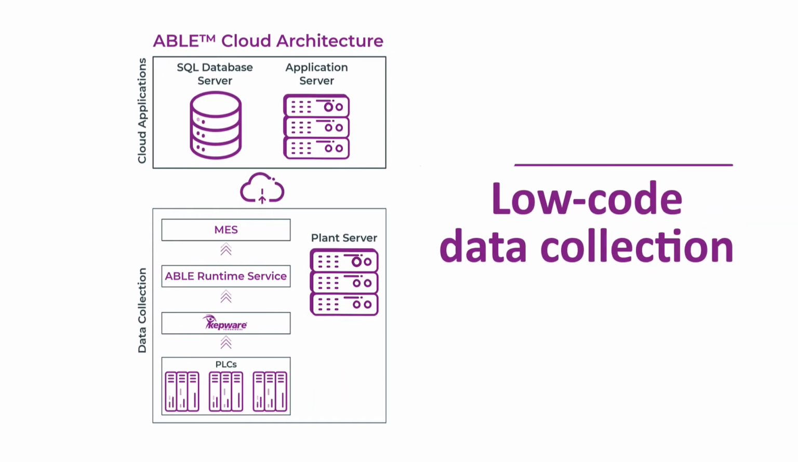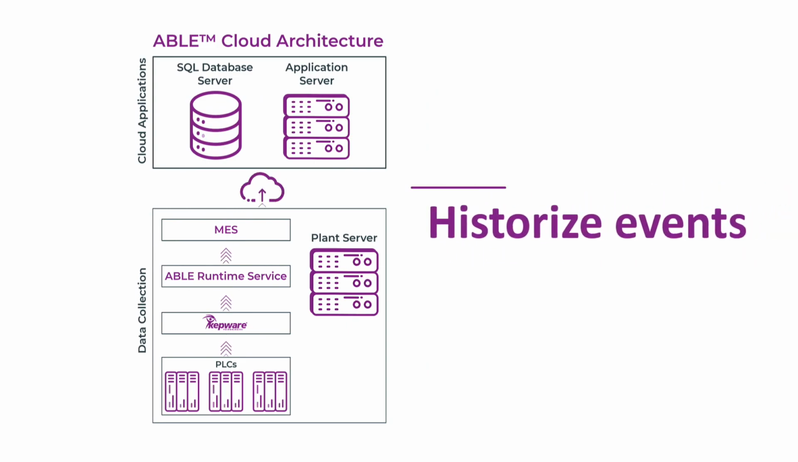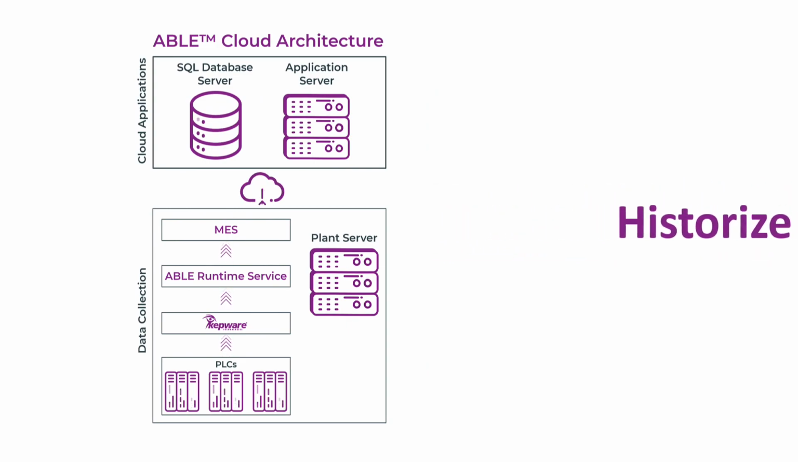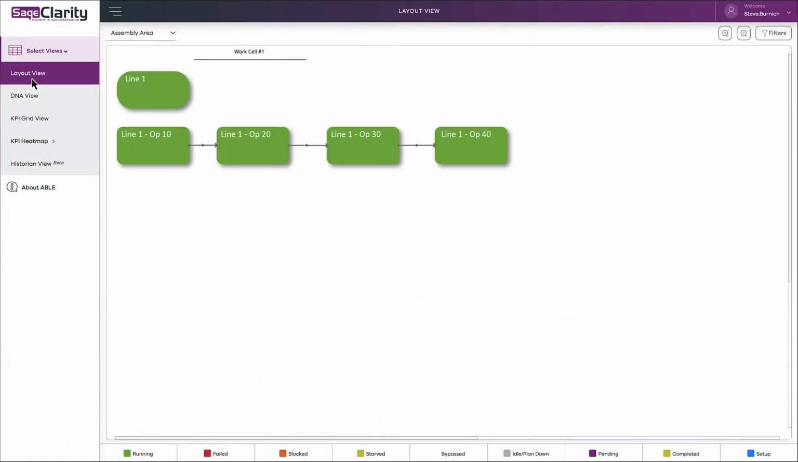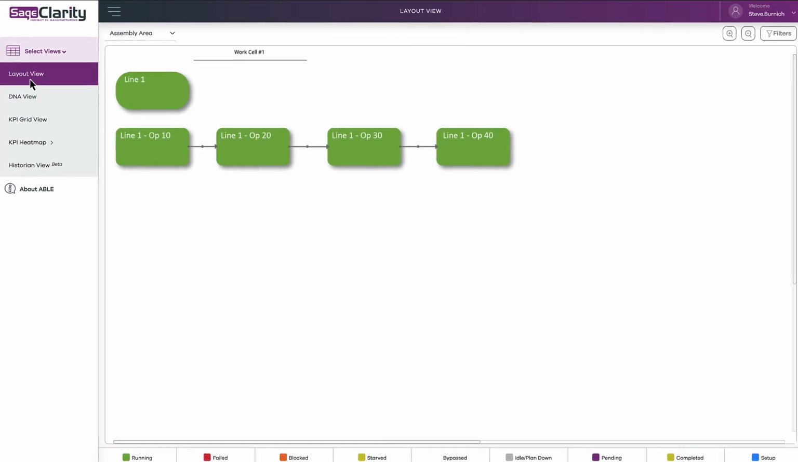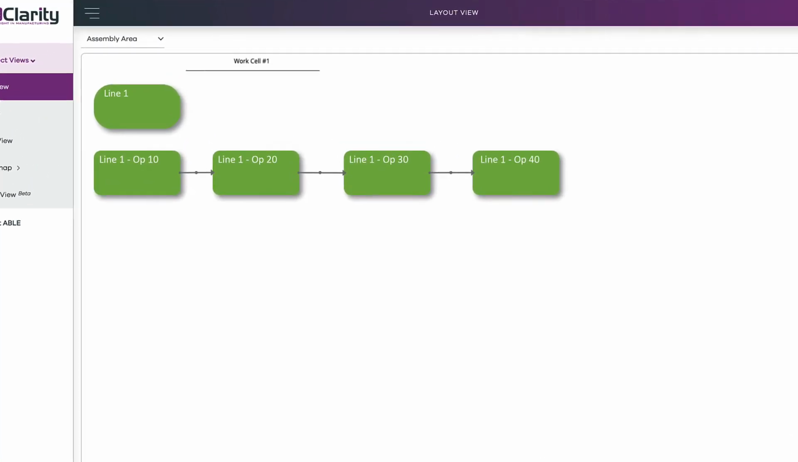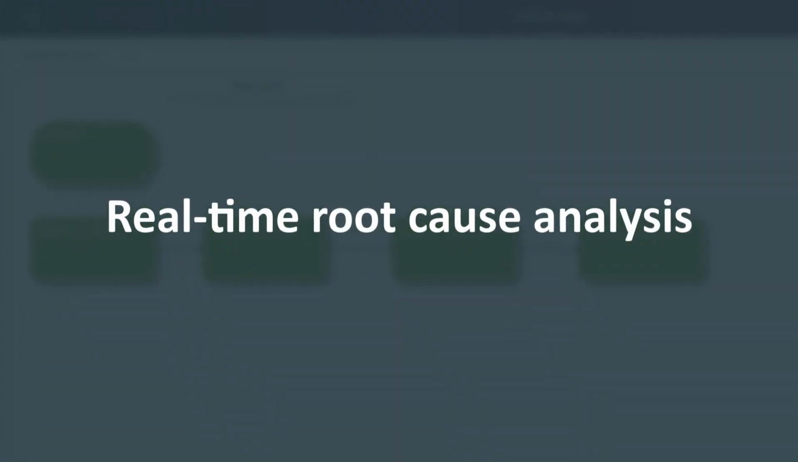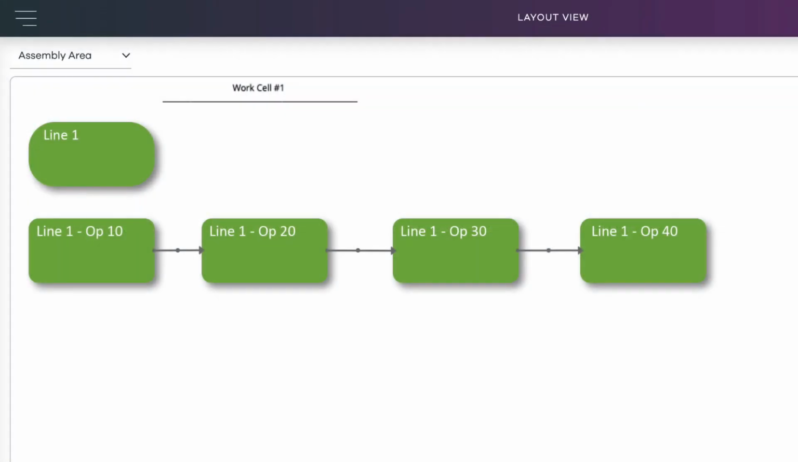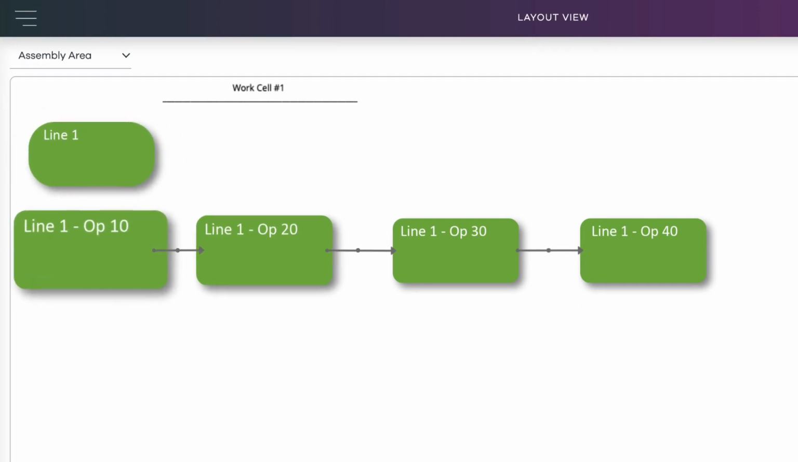With low-code data collection, it will collect and generate data outputs and historize events to provide you with seamless data to accelerate your operations. Using Abel, our lightweight agnostic data collection accelerator, your production lines are actively monitored, providing real-time root cause analysis. You'll get a live visual representation of your production lines with an accurate picture of relative machine contribution.